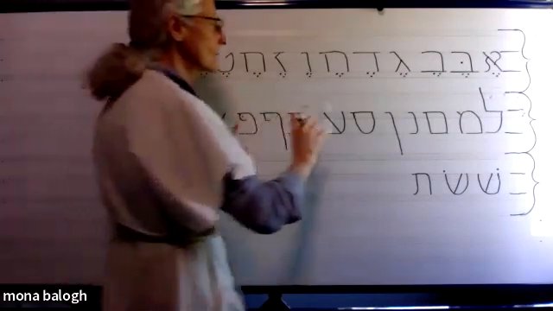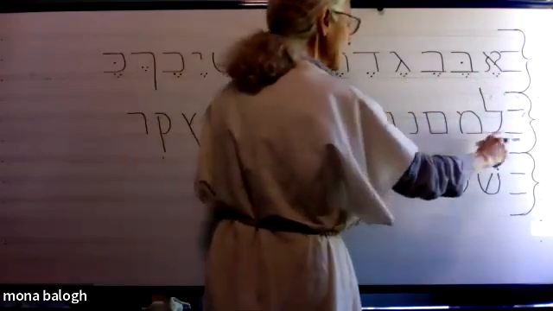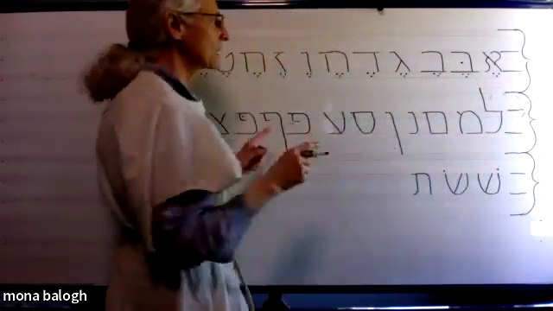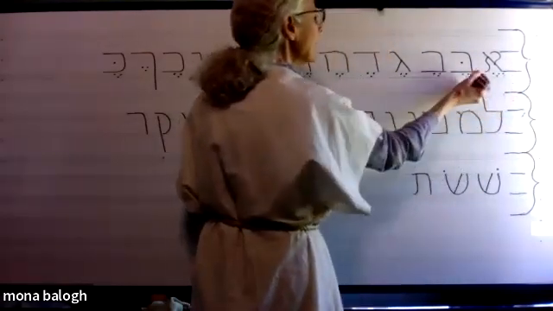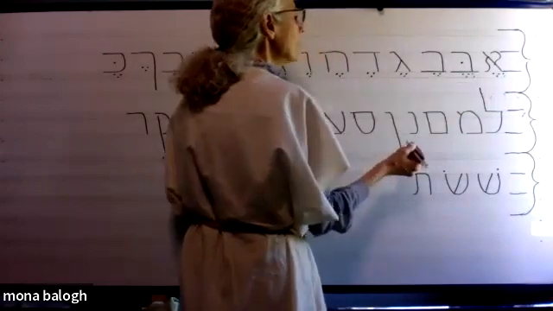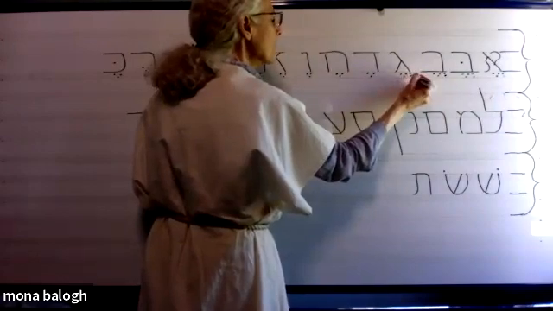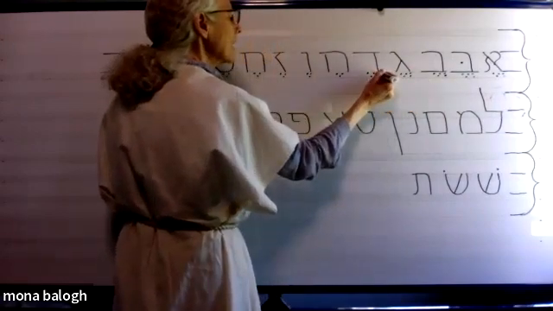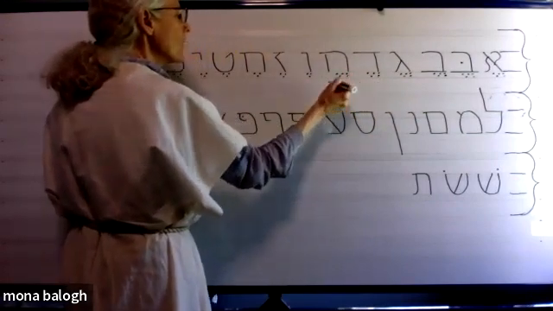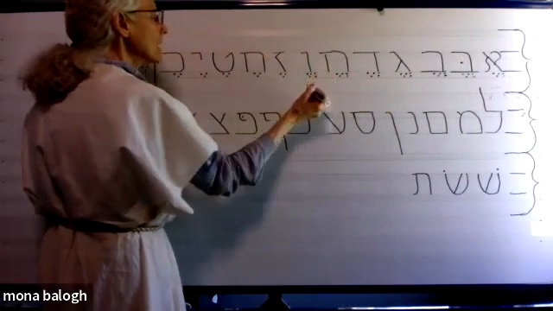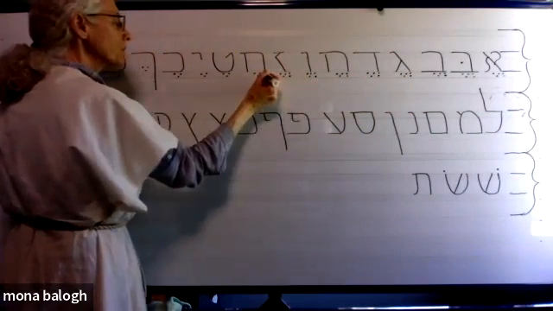Now, I'm going to just add the chatef to this, and then I'm going to do the next line with the next vowel, seirei. Okay. Aleph chatef segol e. Beit chatef segol be. Veit chatef segol ve. Gimel chatef segol ge. Dalet chatef segol de. He chatef segol he. Vav chatef segol ve. Zayin chatef segol ze.